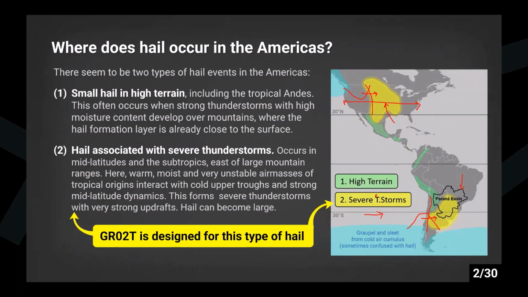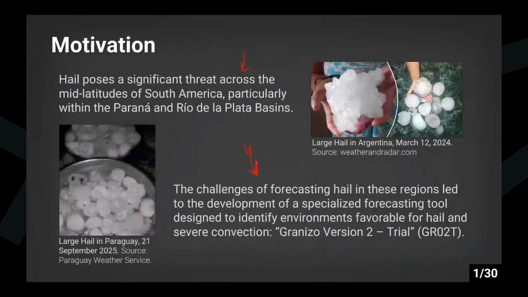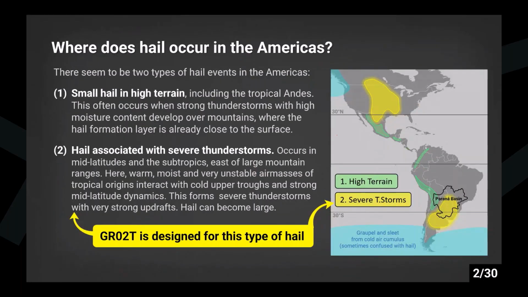So due to these challenges, there's always been a need for tools that help forecast hail, because hail can be very impactful. It generates a lot of trouble. So this is the reason why we developed this algorithm, the GR02T, to help with the forecasting of hail in the region. Where does hail occur in the Americas?